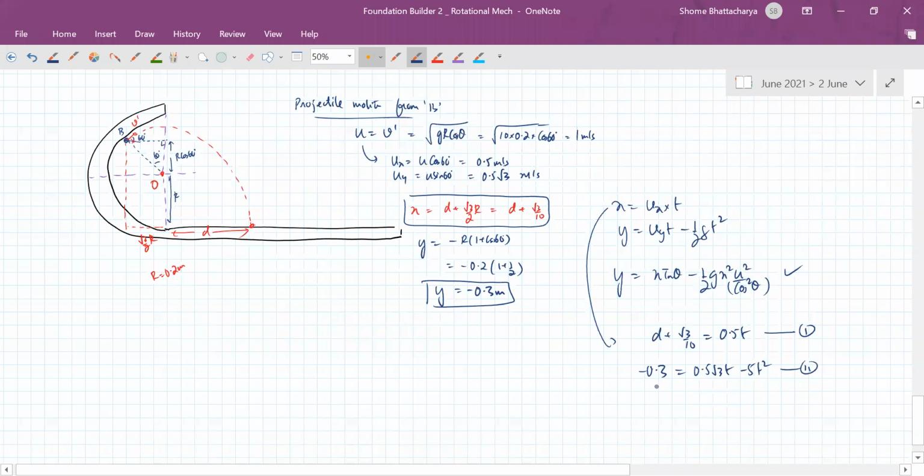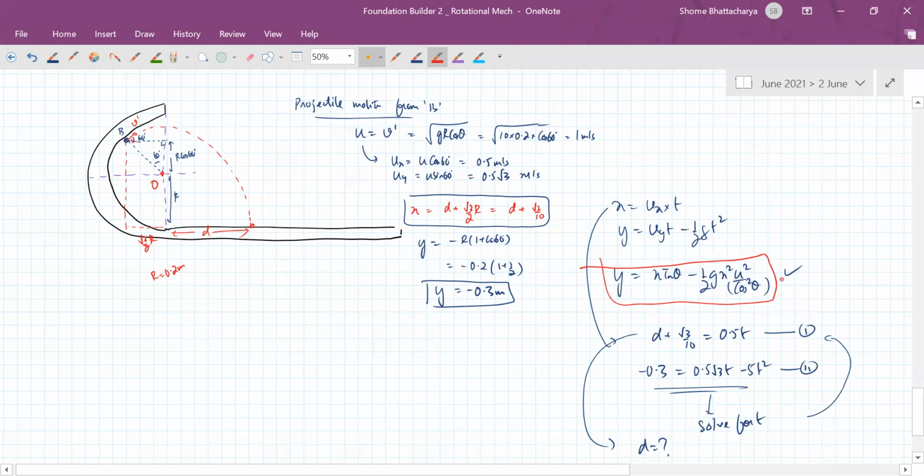Now, what we'll do is from this second equation, solve for time. You'll get two values, one negative, one positive, and then put that back in equation one. So then you solve that for d. So the time-based equations will be easier over here. Equation of trajectory will become unnecessary. It will become too lengthy. So don't go for equation of trajectory. Instead, go for this method. Is it clear, Norman?